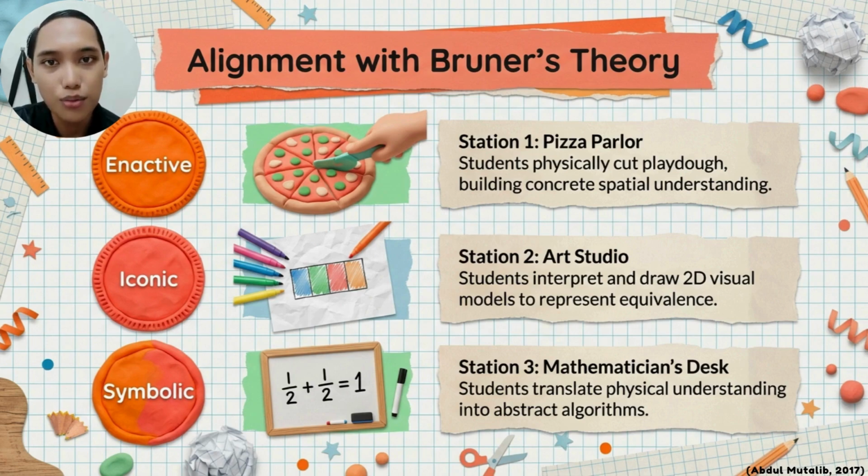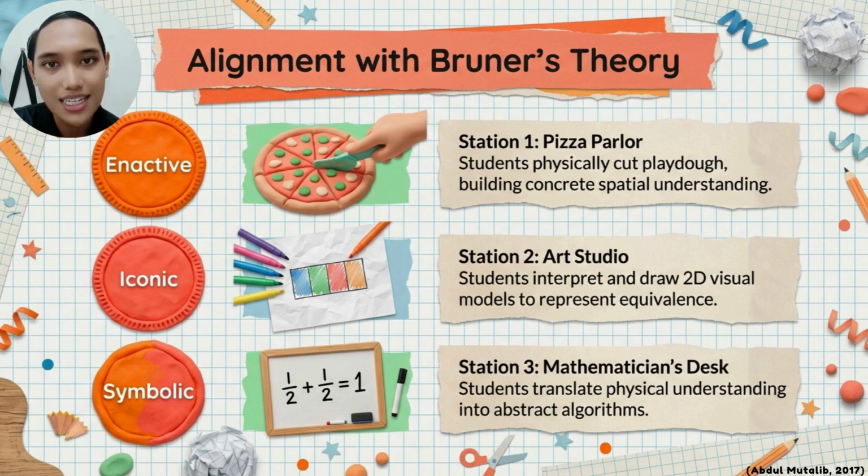Second, the iconic stage at station 2. At this point, pupils shift from touching objects to interpreting visual models. They draw shapes on graph paper and shade areas to represent fractions. Now they are seeing the mathematics rather than just feeling it, which helps them visualize equivalence between different fractions.